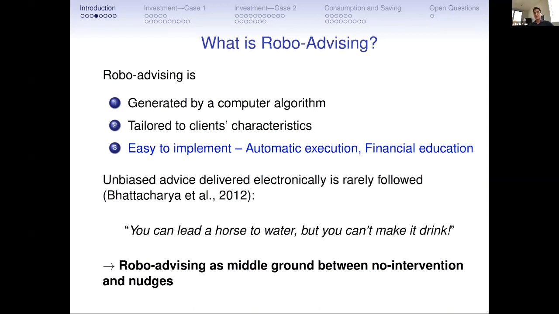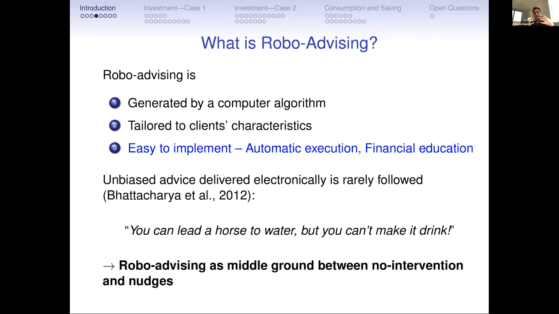And I think this is actually crucial because there is a lot of evidence in the literature showing that even if you give very good financial advice to individuals, they tend not to follow it. Bhattacharya has a very interesting paper on this topic where he writes, you can lead a horse to the water, but you can't make it drink. What they did in that paper is they tried to give very good financial advice. They told people exactly what to buy and how to buy in terms of the securities to hold in their portfolios. But the truth is that people were simply disregarding this advice.